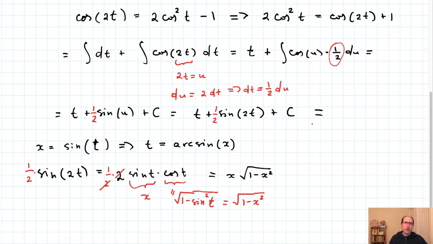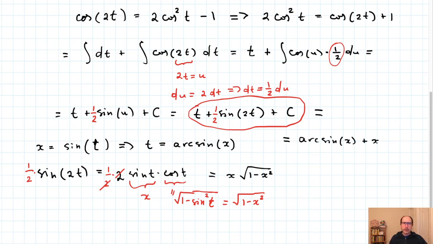And so our final answer is, I'm looking at the answer in terms of t, and now we're expressing everything in that answer in terms of x, and what we find is t is arc sine x, and then 1/2 of sine of 2t, that is actually x times square root of 1 minus x squared, and then of course we need to add our constant of integration c. So that's how we can calculate this integral.